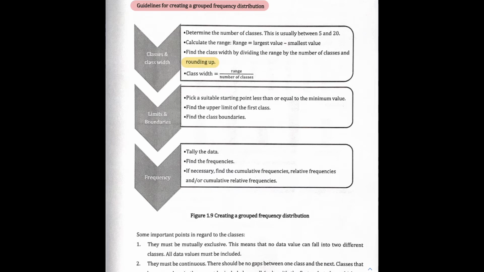Let's say, for example, if you divide range by number of classes, you have 10.1. Then always round up to 11. Always rounding up, not rounding off, rounding up. That is the first step.